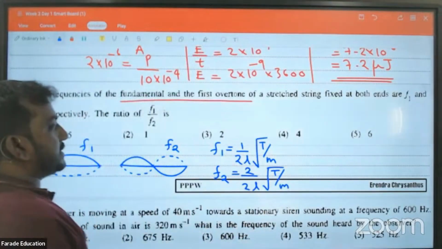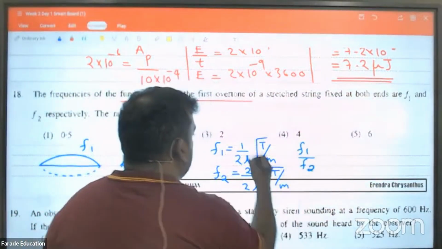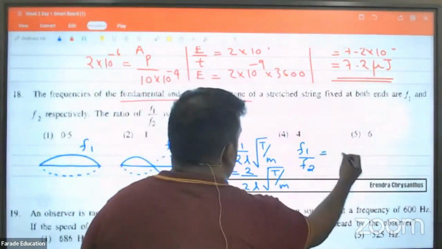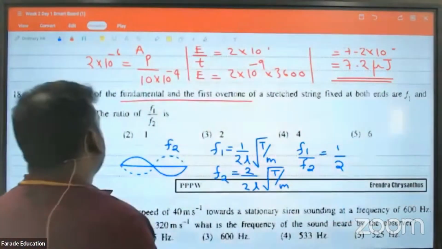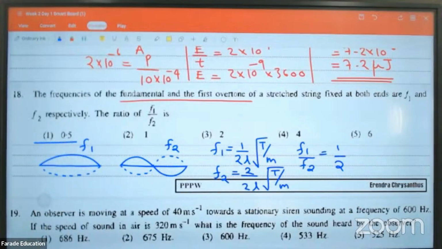Now what are they asking? F1 over F2. Divide. Simple. F1 over F2 means 1 over 2L, 1 over 2L cancel off. Your answer is half. Half means 0.5. Answer number 1. Right there.